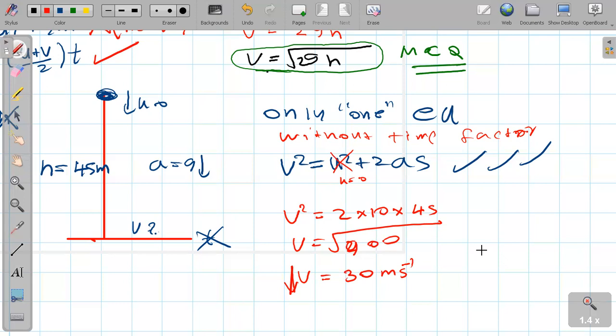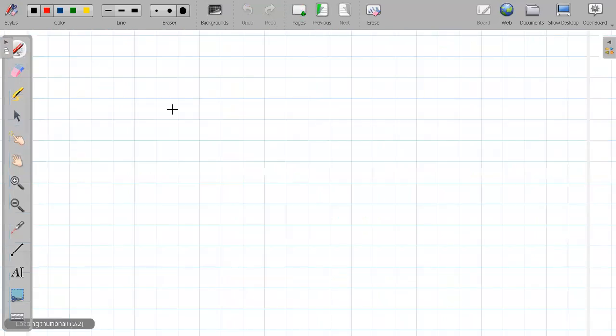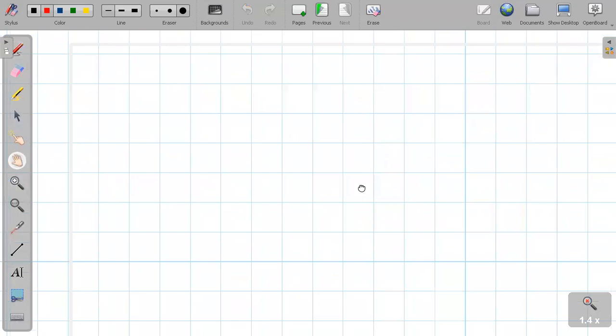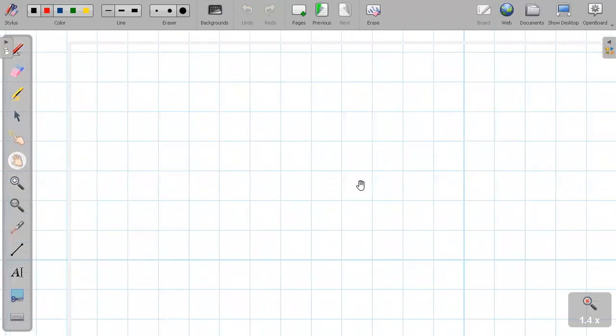Shall we move? Shall we make a move? Right. And write this. Variation, a topic, variation of velocity with time. Variation of what? Velocity with time.